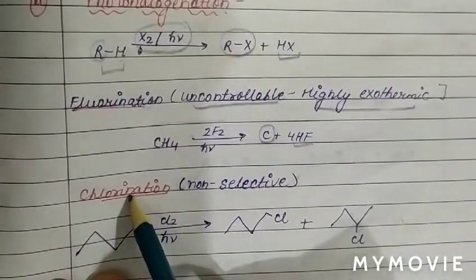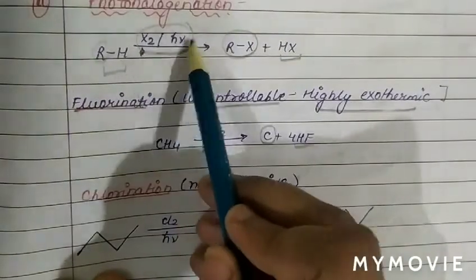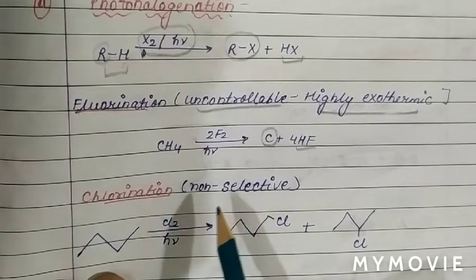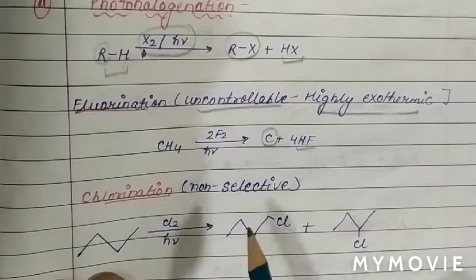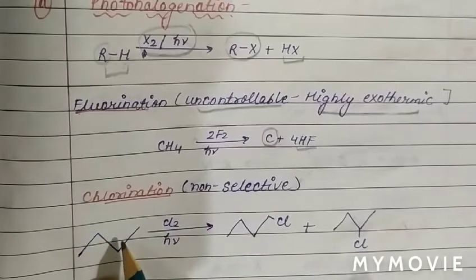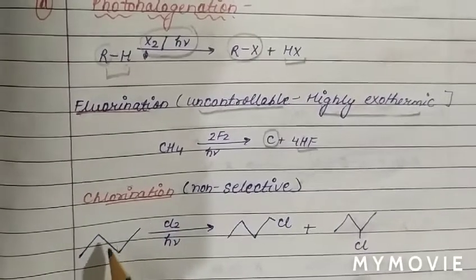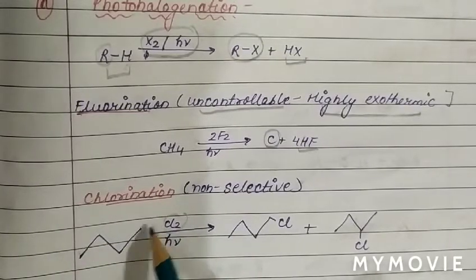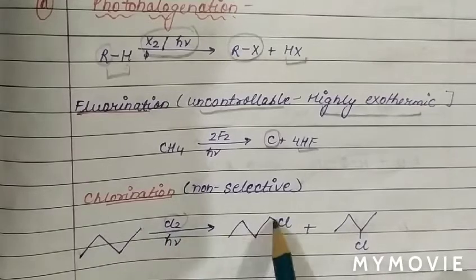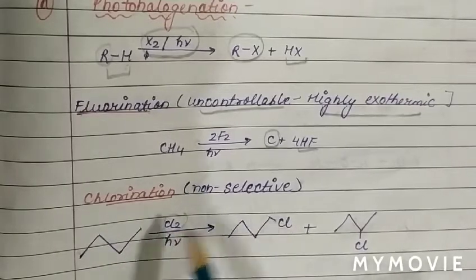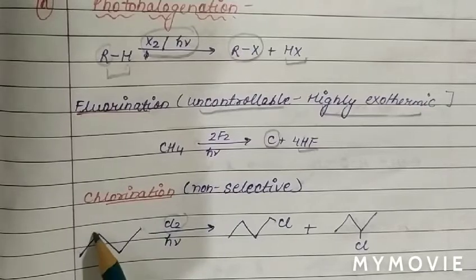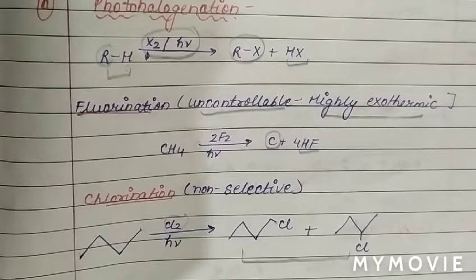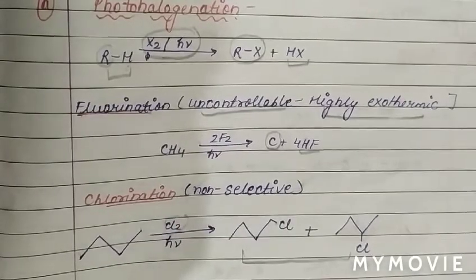When chlorination is done, when alkane reacts with Cl2 in presence of h nu, the reaction is non-selective, means it will not select the position. Attack of chlorine will take place at all possible positions, so that different isomeric products are obtained. Now see, this chlorine can attack at this position or this position, so the product will be the same. If chlorine attacks at this position and this position, the product will be the same. So these are the 2 possible monochlorination products. So chlorination is non-selective, always remember.